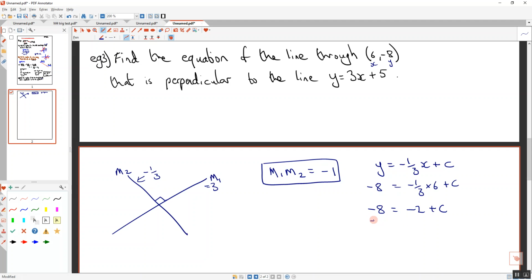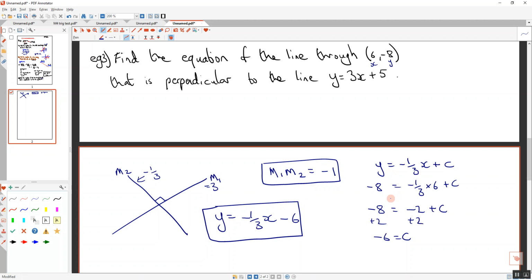And then to work out c, I need to add 2 to both sides. Negative 8 plus 2 is negative 6. So I've got my m, I've got my c, so my final answer is, Brandon? y equals negative 1/3 x plus negative 6, or I could just write it as subtract 6. Okay? It's the same thing.